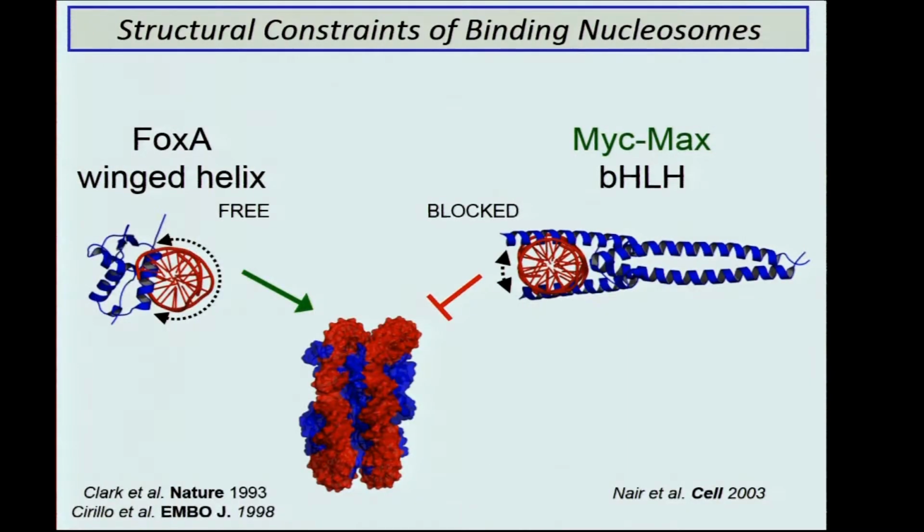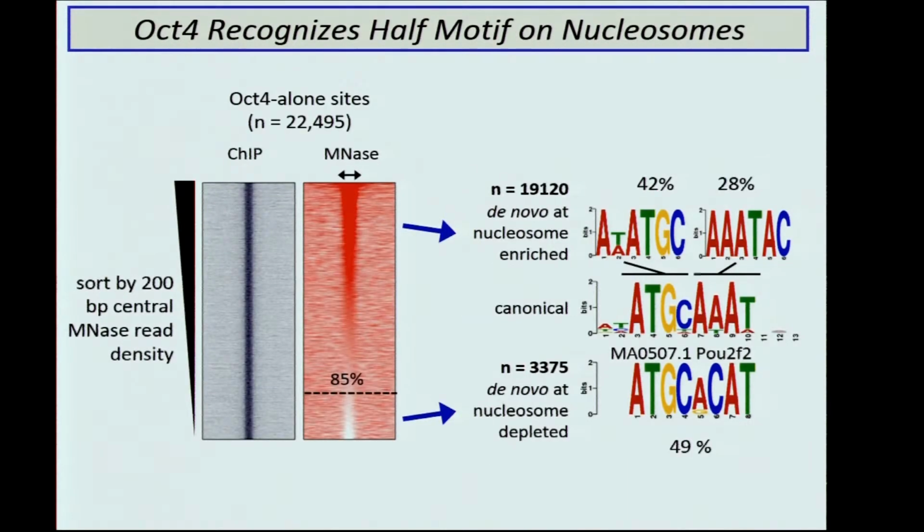But none of the OSK factors have this special DNA binding domain. So how do they do it? In order to address that question, we looked at the binding motif, which is a special DNA sequence, enriched within nucleosome sites versus nucleosome-depleted sites. For OCT4, we found these two motifs that are specifically enriched in here, and they don't resemble the canonical motif, whereas the nucleosome-depleted sites resemble the canonical motif. And what you can see is that this full motif is basically bound half a motif each time.